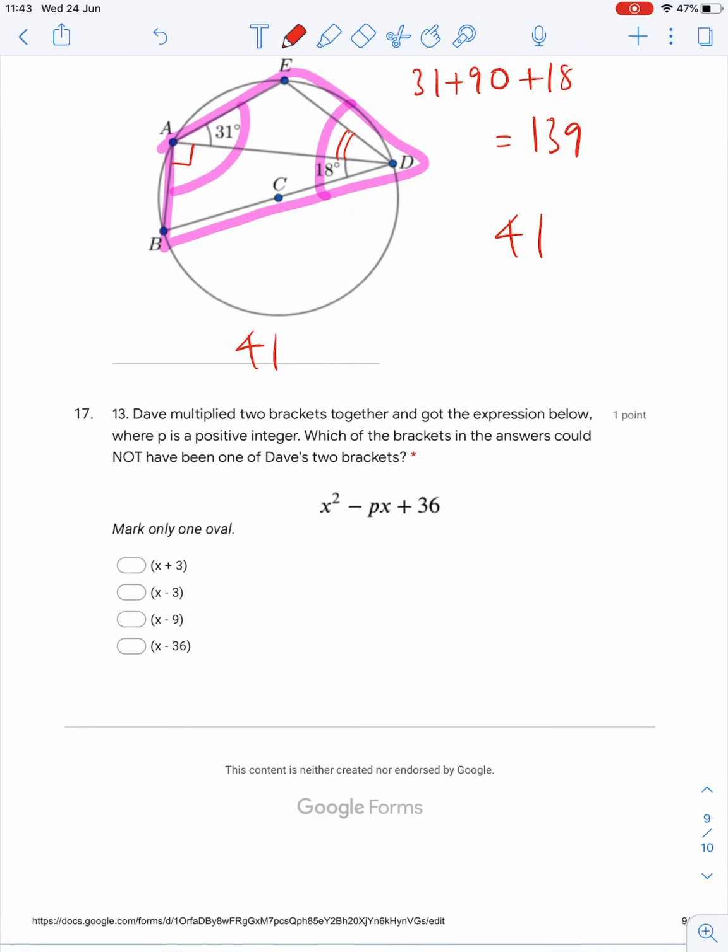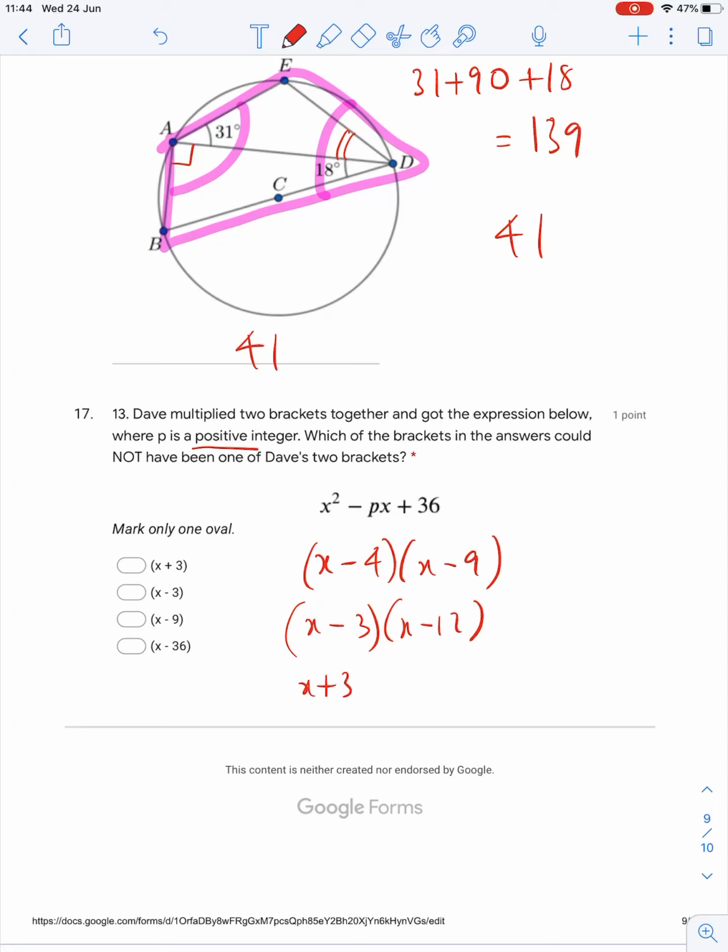Dave multiplied two brackets together and got this expression where p is a positive integer. So I think he must have done two minus numbers, mustn't he? It could be, say, x minus 4 and x minus 9, or x minus 3 and x minus 12.